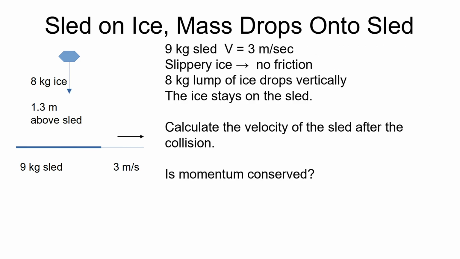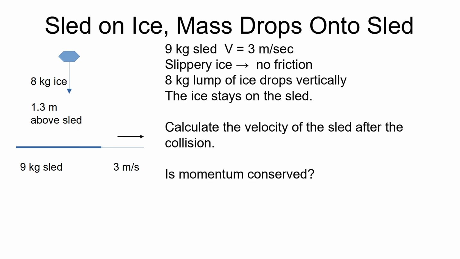Summarize the data. 9 kilogram sled moving to the right at 3 meters per second. There is no friction between the sled and the ice, so it's not going to affect the motion. The 8 kilogram of ice has no horizontal velocity. It's strictly a vertical velocity, and the ice stays there, so it's going to change the mass of the system. How can we calculate the velocity?